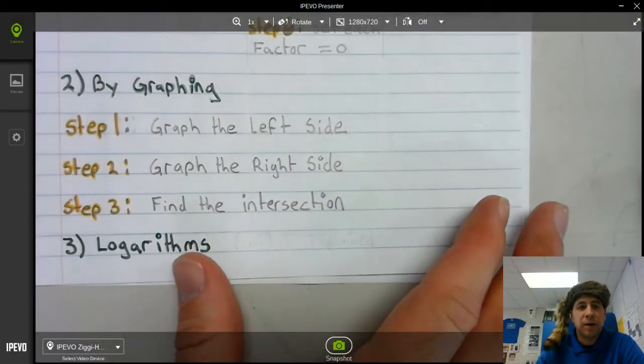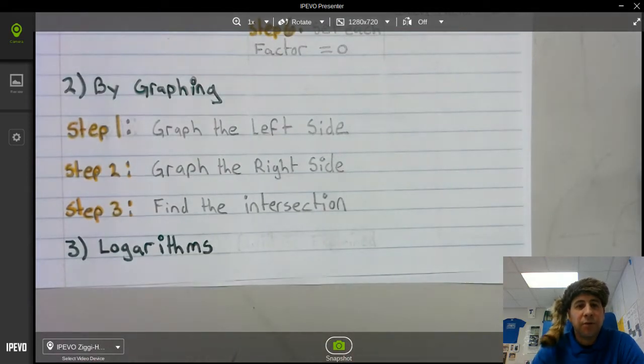The second way is by graphing. Okay, so the first step in graphing is graph the left side. Step two will be to graph the right side. And step three will be to find the intersection. Okay, so if you would, pause the video and go and write down everything for way two. All right, now the third way is with logarithms, which we're going to teach at a later date. So don't worry about logarithms yet, just know that that's the third way, and that we'll explain that when we get into logarithms. All right, so if you would, finish up your notes.